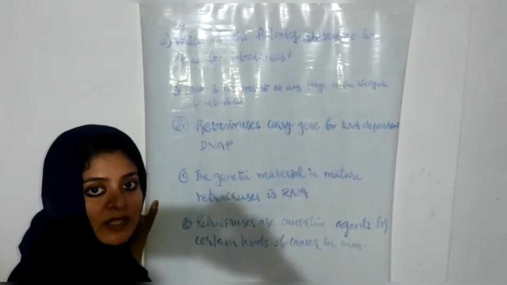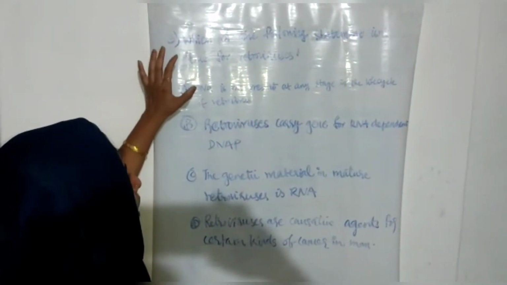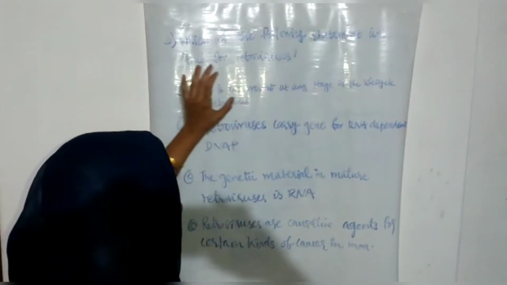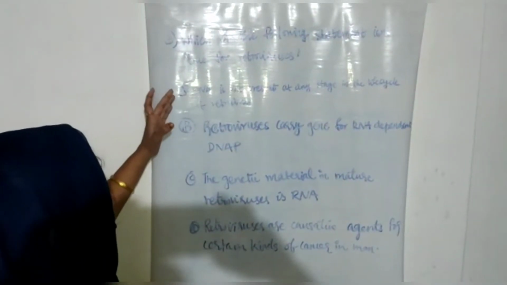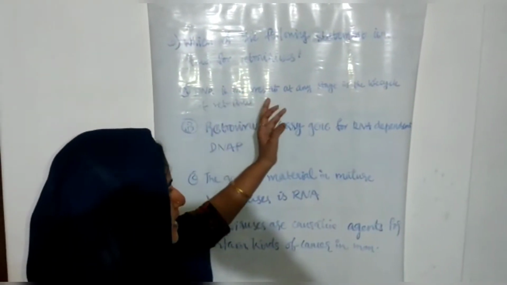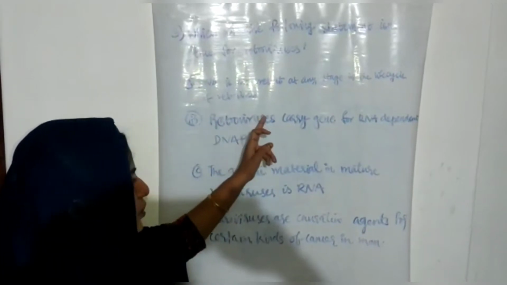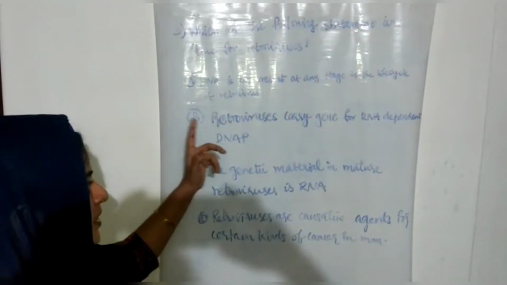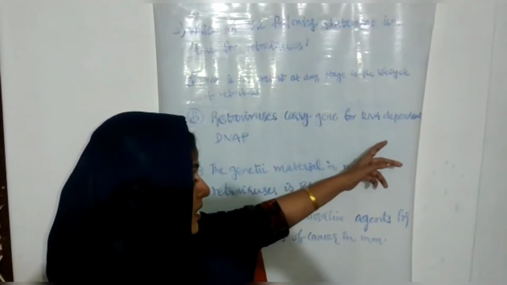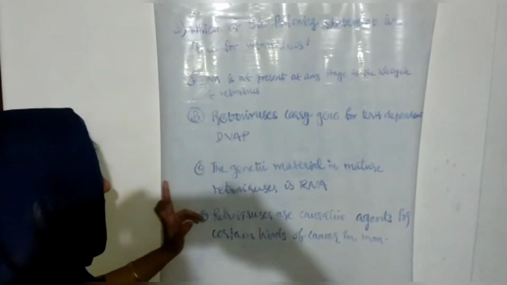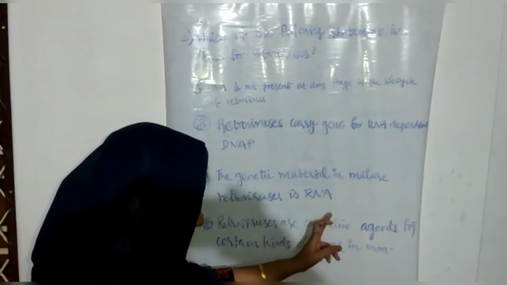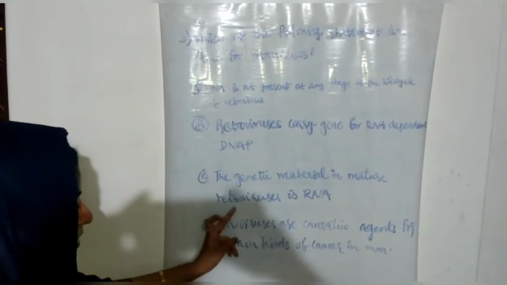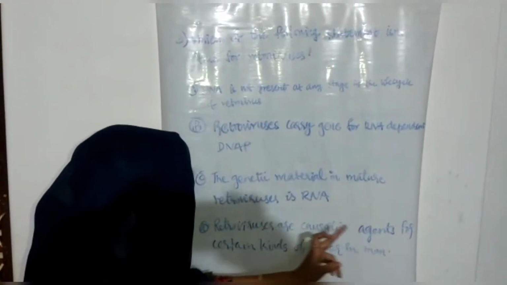Hello, the question says, which of the following statements is not true for retroviruses? Option A, DNA is not present at any stage in the life cycle of retrovirus. Option B, retroviruses carry gene for RNA-dependent DNA polymerase. Option C, the genetic material in mature retroviruses is RNA. And option D, retroviruses are causative agents for certain kinds of cancer in man.